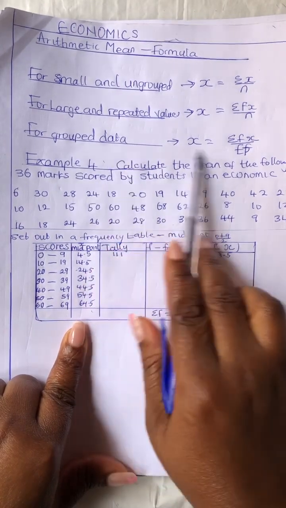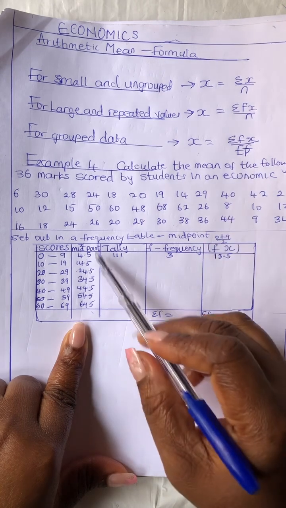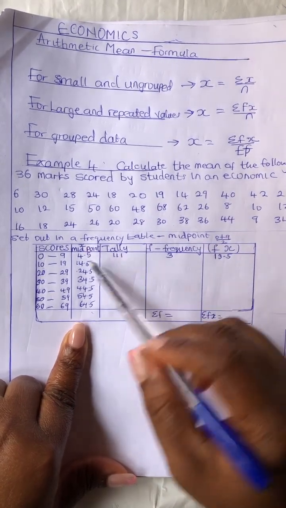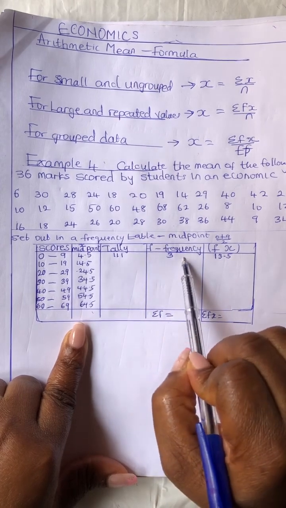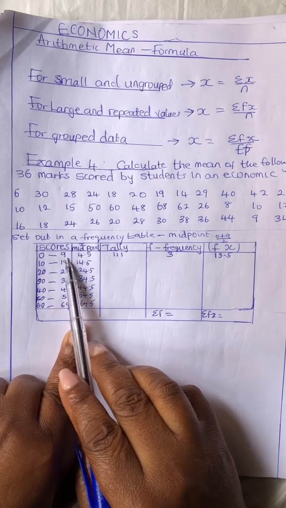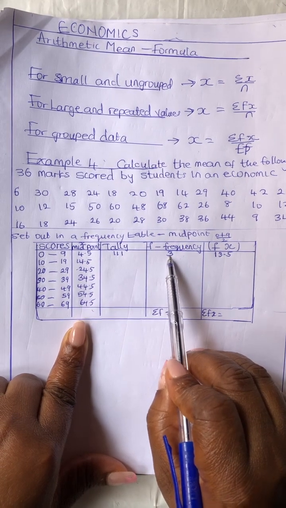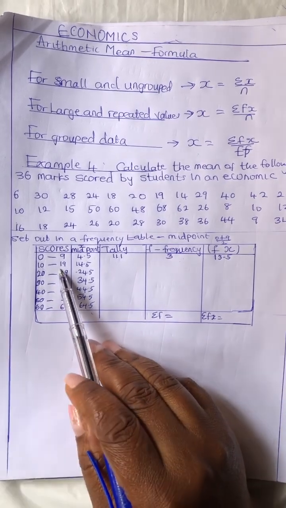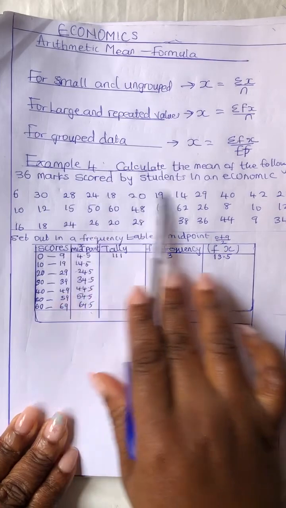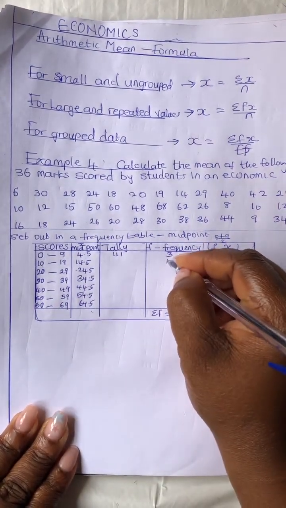Remember, this is the formula for grouped data, Σfx over Σf. So this is your midpoint to represent your x. Then you do your tally. First of all, find your frequency. How many times will you find the numbers from 0 to 9 in the given distribution? This has been done for us, which is 3. How many times will you find the numbers 10 to 19 in the distribution? You just have to check it. That's 10.